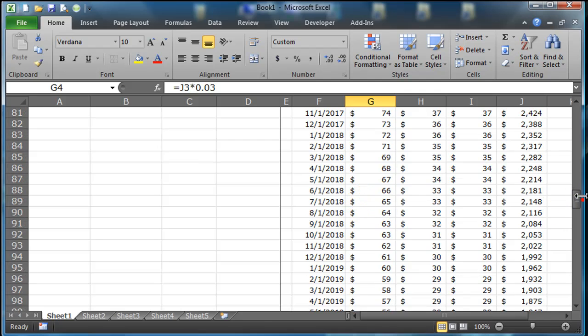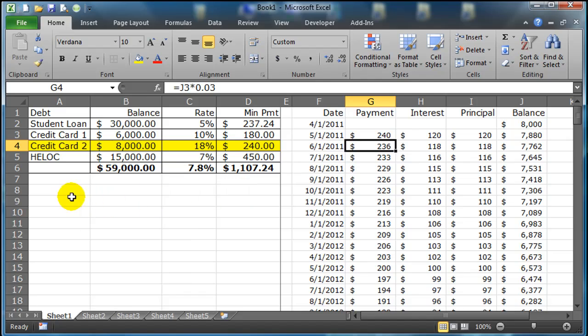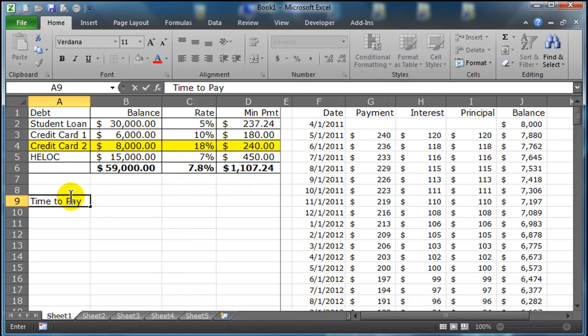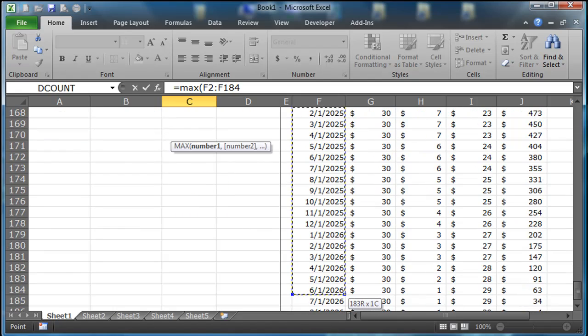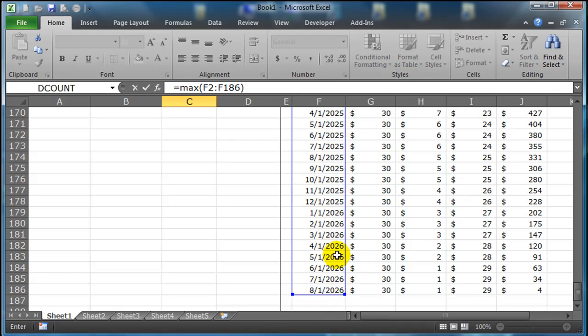Let's check this out, okay? How long will that take you to pay off? Let's see. Time to pay off credit card 2. I'm going to take equals the max of all the dates. So I've got the max of all the dates, and I'm going to subtract today. Okay, so bear with me here. So I'm basically taking my payoff date minus today's date. I'm going to surround that with parentheses, and I'm going to divide it by 365.25 for the number of days in a year, 365 and 1/4.